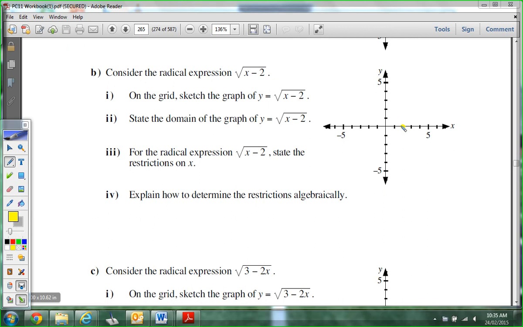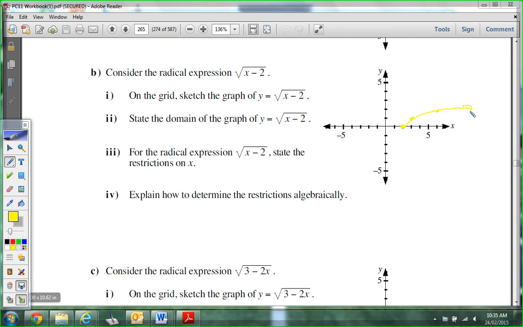So with that being said, my next point: if I put a 3 in, what's 3 minus 2? 1, square root of 1 is 1. So it's just growing the same way. If I go 3, 4, 5, 6, if I put a 6 in, 6 minus 2 is 4, square root of 4 is 2. So that's our new graph. This one is just shifted over 2 spots.